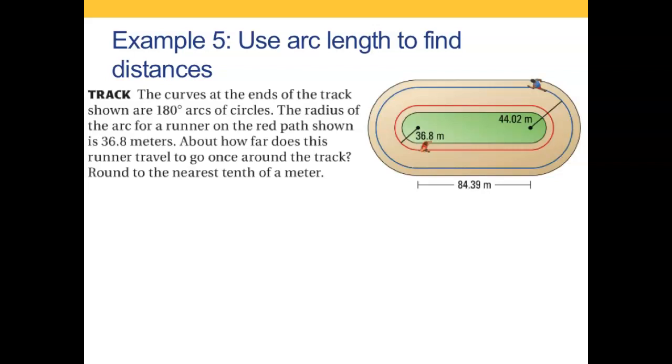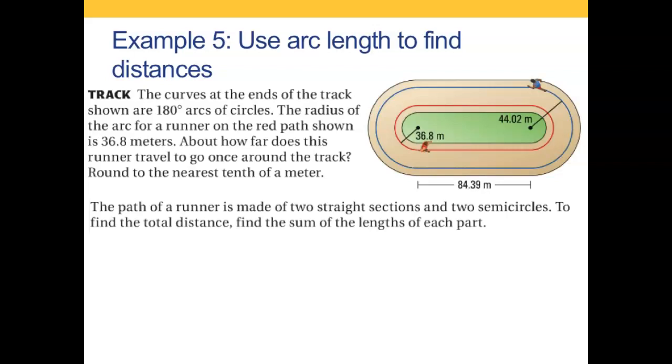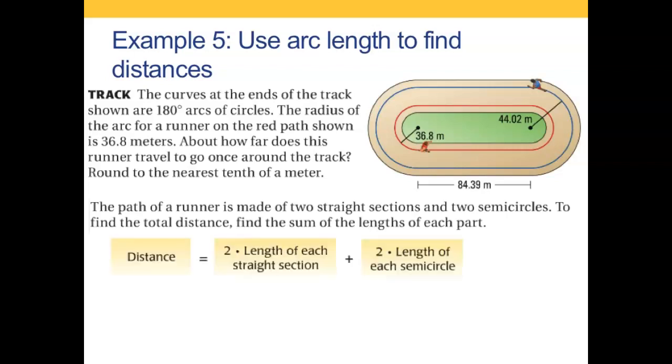Okay, so let's look at the path of this runner. We're looking at the red path here. What is this path? How would you describe it? Well, there are 2 straight sections and then 2 semicircles. So if we're trying to find the total distance, we're going to need to find the sum of the lengths of all those parts. So the distance is going to be 2 times the length of the straight section plus 2 times the length of each semicircle.